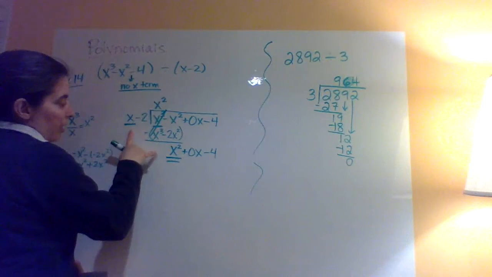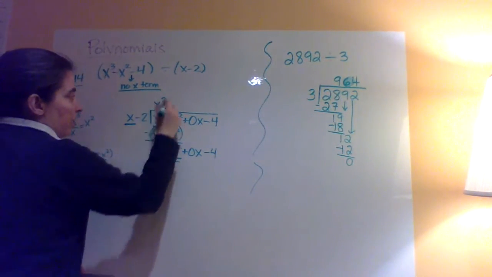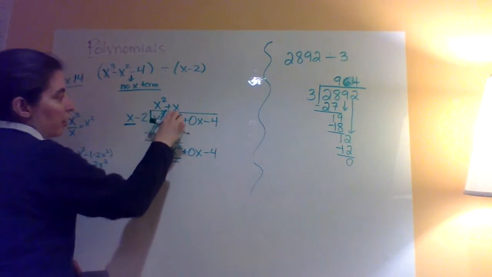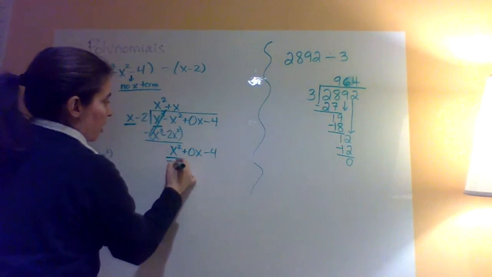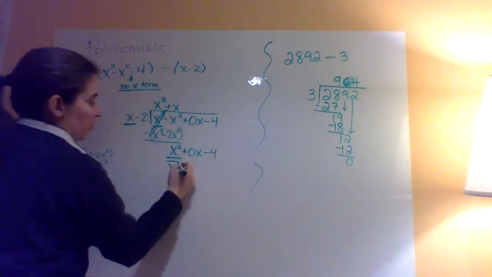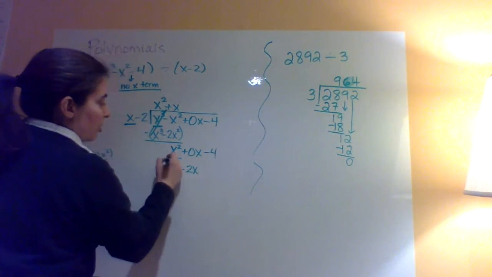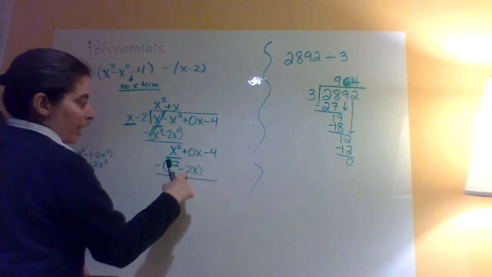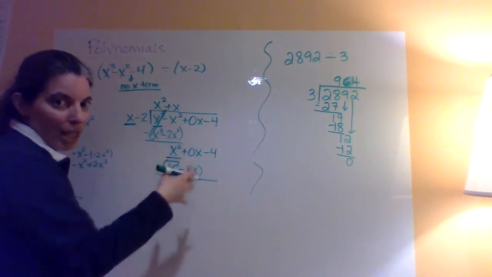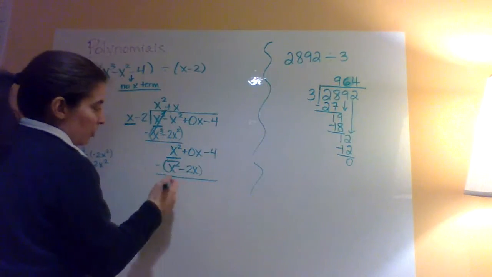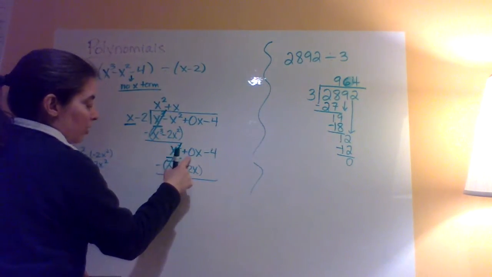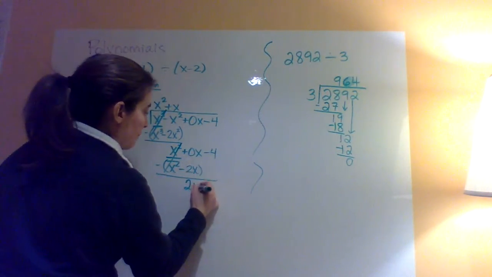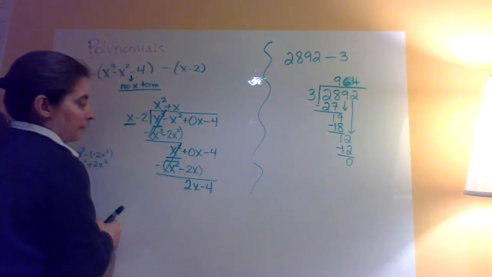Leading terms again. X times what is going to be x squared? Well, that's x, right? X times x, positive, so I put a plus there. X times x is x squared. X times negative 2 is negative 2x. Do you see now why I need that 0 there? Otherwise, my negative 4 and my negative 2x would be lined up, and I couldn't combine like terms. These cancel out. 0 minus negative 2 means 0 plus 2 is 2, x minus 4.